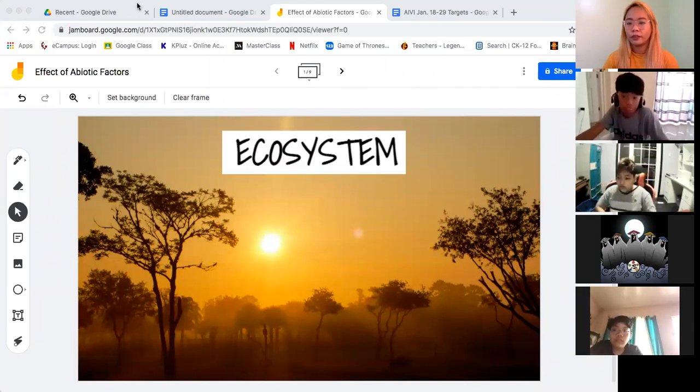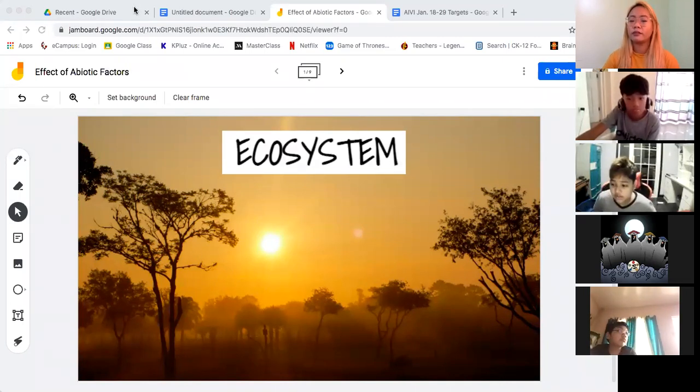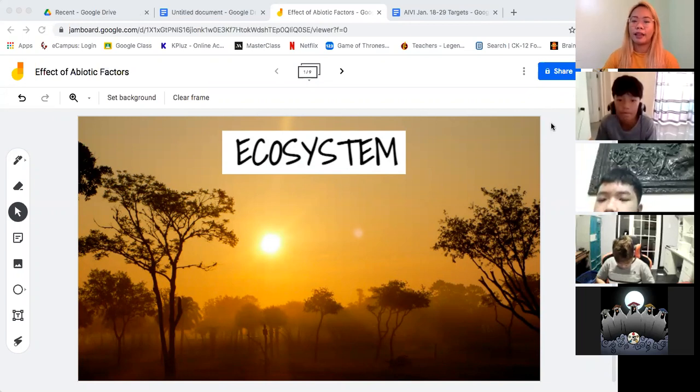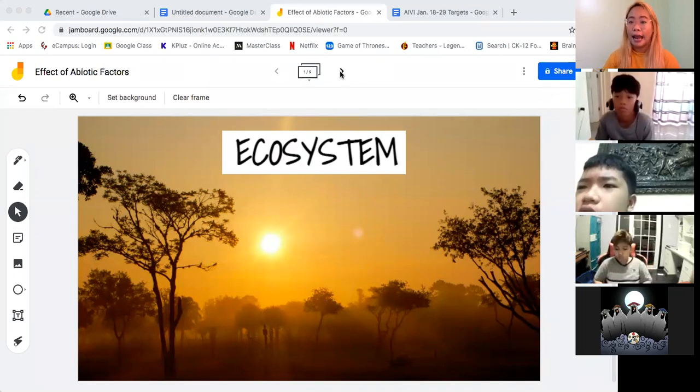Sure. Biotic is a living organism while abiotic is a non-living organism. Okay, thank you very much, Kuya Yuri. That's correct. So in an ecosystem, we have the biotic factors or the organisms that have life. But also in an ecosystem, they are interacting with abiotic factors, meaning they depend and they interact, they form relationships with organisms that don't have life.